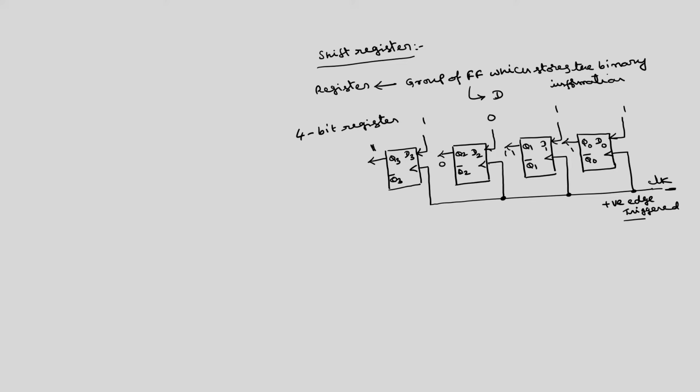But in many applications it is required to shift the data either to the left or right. If we take a binary number and shift the data to the right, it will divide by 2; if we shift to the left, it will multiply by 2. Like that, multiplication and division operations also can be performed.